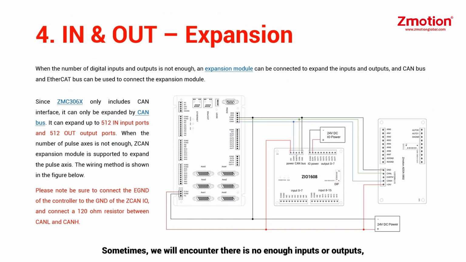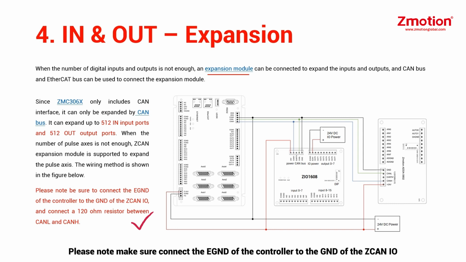Sometimes we will encounter there are not enough inputs or outputs. One expansion module can be used, but the MC306X only contains a CAN interface. Then only CAN bus expansion can be done. Please note, make sure to connect the EGND of the controller to the GND of the ZCAN IO, and connect a 120 ohm resistor between CAN L and CAN H.